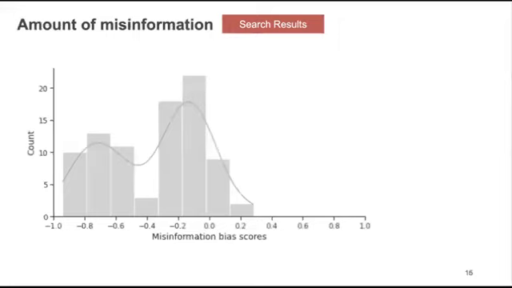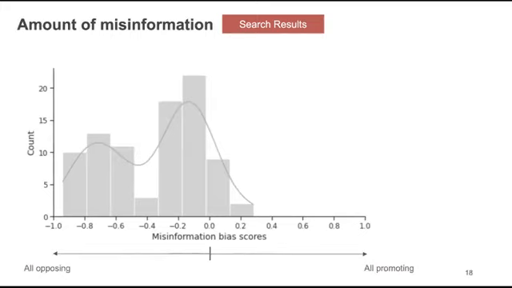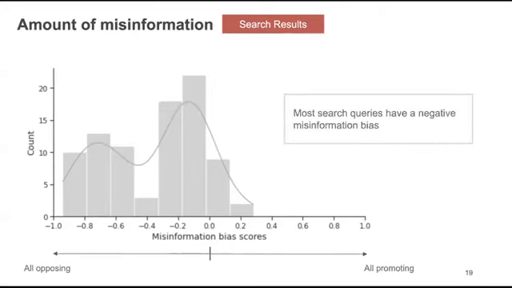And then we calculated the amount of misinformation in search results, and we quantify this misinformation using a score that varies from -1 to 1. So a positive score indicates that search results contain videos that support election misinformation. A negative score indicates that search results contain videos that oppose or debunk election misinformation. So if we look at the distribution of scores, we find that misinformation scores are mostly negative, indicating that YouTube presents more debunking or opposing videos in the search results.